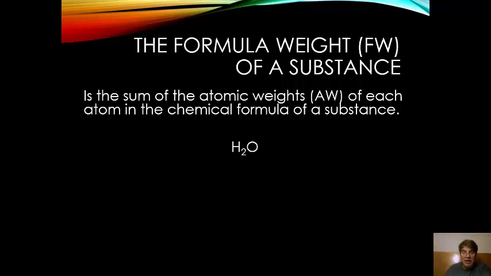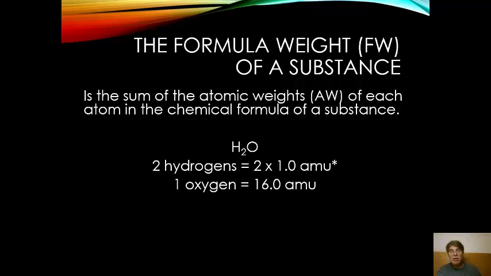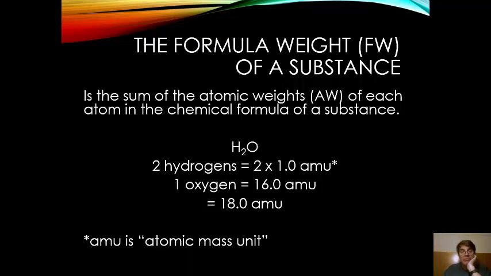Well, the atomic weight of hydrogen is 1. So we have two hydrogens, so that gives us 2 times 1 atomic mass unit. And then we have one oxygen, which is 16 atomic mass units. So I'm going to add that all up. I'm going to have the 2 hydrogen atomic mass units plus 16 oxygen atomic mass units. So basically the formula weight of water is 18 atomic mass units. Again, this seems pretty simple, really.